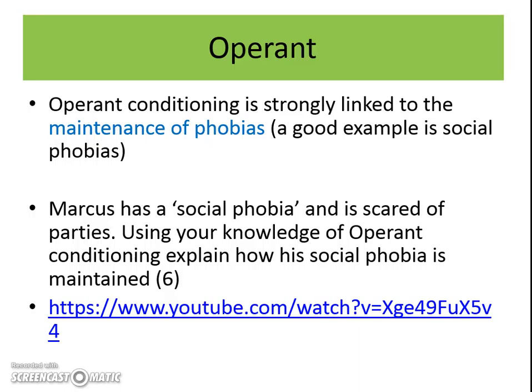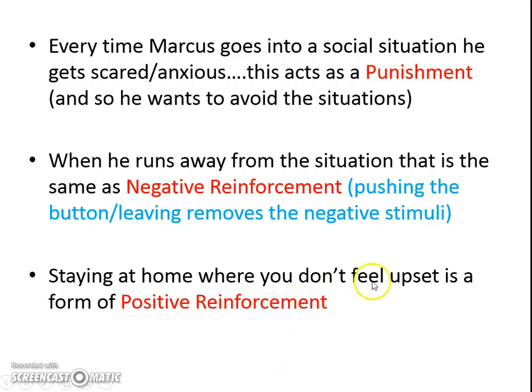Operant conditioning is how phobias continue, the maintenance of phobias. So operant conditioning helps explain why phobias keep going. We used that example in class, Marcus and his phobia of social situations. Every time Marcus goes into a social situation, he gets scared or anxious, and this is a punishment. Remember, a punishment is something that happens which makes you not want to do that behavior anymore. So Marcus goes to a party, feels anxious, so he avoids the party.